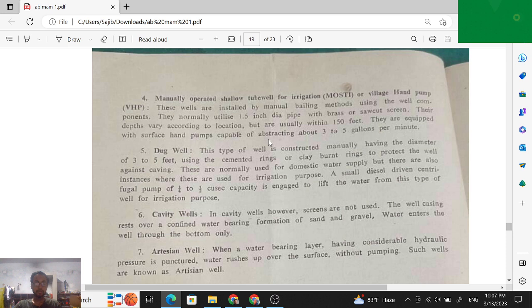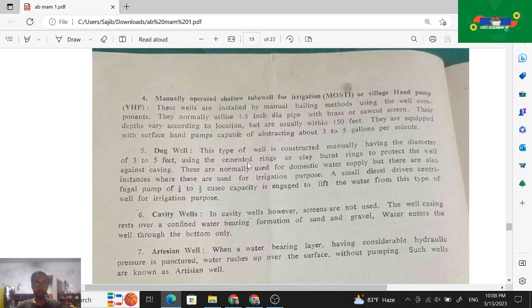And mainly open shallow tube wells for irrigation, mostly, or village hand pump, VHP. These wells are installed by the manual bailing method using the well components, and they normally utilize 1.5 inch diameter pipe with brass or saw cut screen, and their depth varies according to location but is usually within 150 feet, and they are equipped with a surface hand pump capable of abstracting about 3 to 5 gallons per minute.